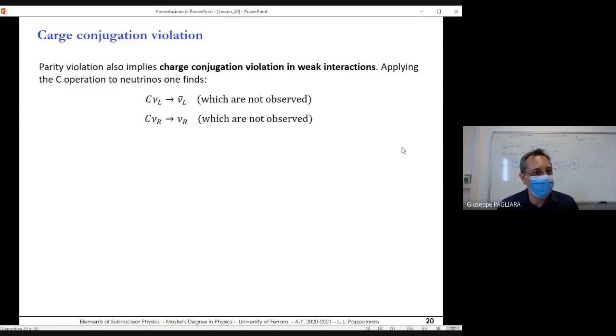What about charge conjugation? Well, if parity is violated in weak interaction, then also charge conjugation must be violated in weak interaction. And the reason is the following. As I was just mentioning, no left antineutrino exists in nature, and no right neutrino exists in nature. In nature, you can only have left neutrinos or right antineutrinos. Now, when you apply the charge conjugation operator to a left neutrino, you get a left antineutrino, which does not exist. Similarly, when you apply the charge conjugation to a right antineutrino, you get a right neutrino, which does not exist. So charge conjugation is, as a consequence, also violated in weak interactions.